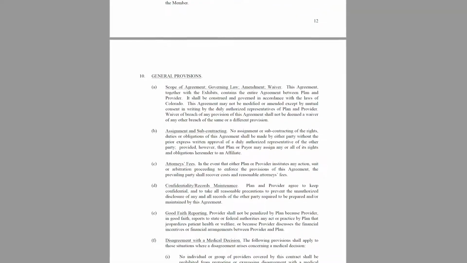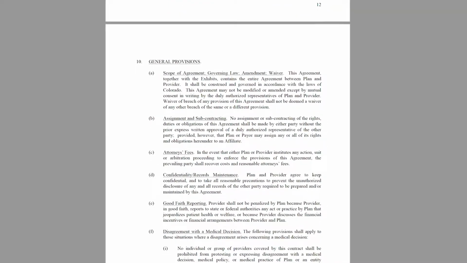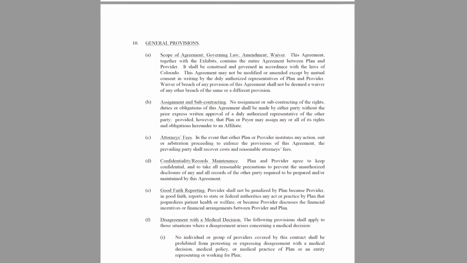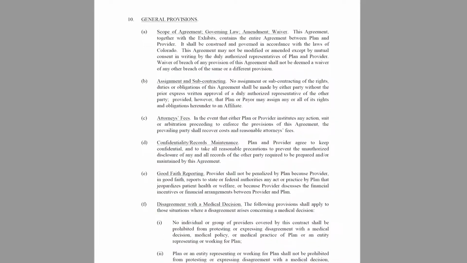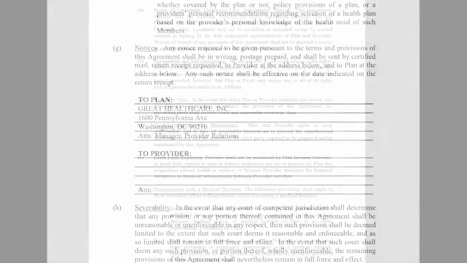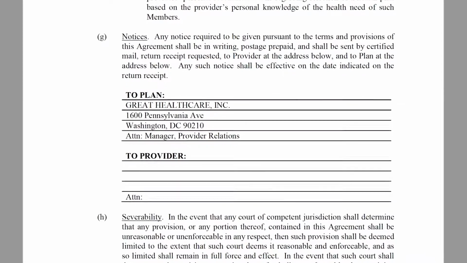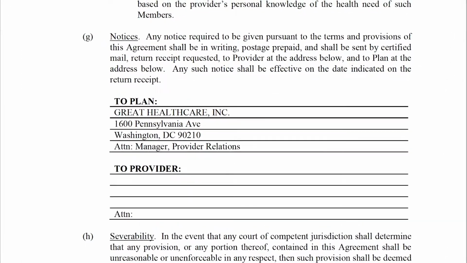Most contracts will have a section called general provisions or something close to that. This one it's in Section 10. Make sure you read all of these clauses, all of these paragraphs. The one that is really important is the clause that identifies notices, what your address is, what their address is. Be sure you keep that up to date in the event that you move during the term of a contract. This is the address they're going to send official notifications to. Be sure you keep it up to date.